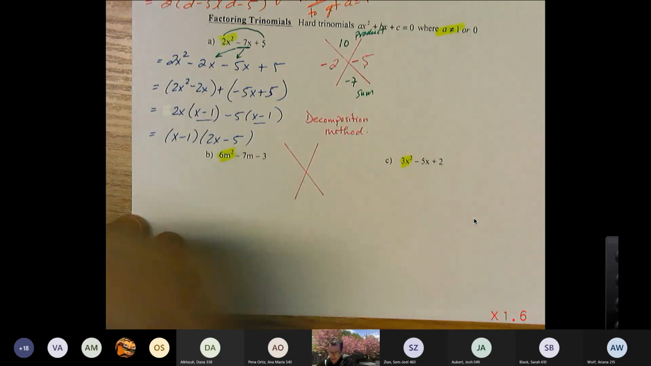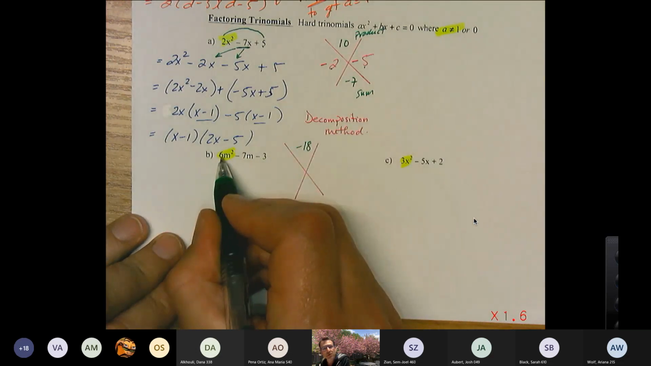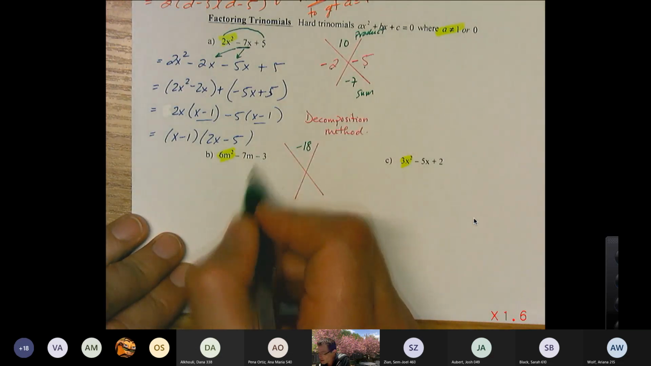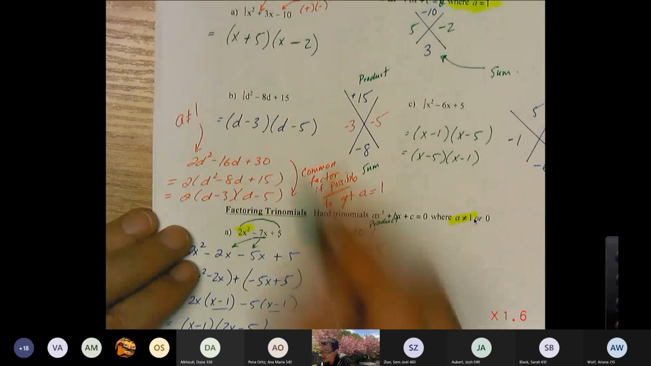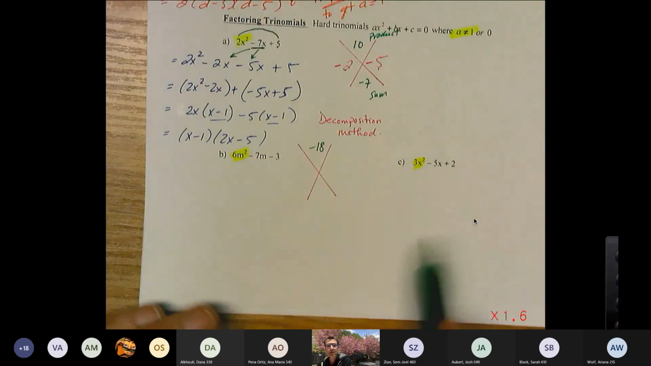I want two numbers that multiply to give negative 18. That's the part you've got to remember. It's the 6 times the negative 3. But to be honest with you, I would just always do 1 times 15 and 1 times negative 10 from now on. But, you know, to each their own.